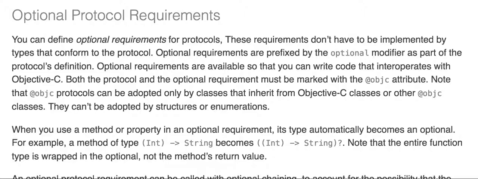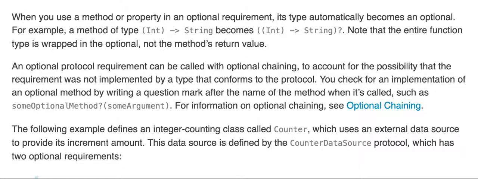Note that Objective-C protocols can be adopted only by classes that inherit from Objective-C classes or other @objc classes. They cannot be adopted by structures or enumerations. When you use a method or property in an optional requirement, its type automatically becomes an optional. For example, a method of type (Int) -> String becomes ((Int) -> String)?. Note that the entire function type is wrapped in the optional, not just the return value.